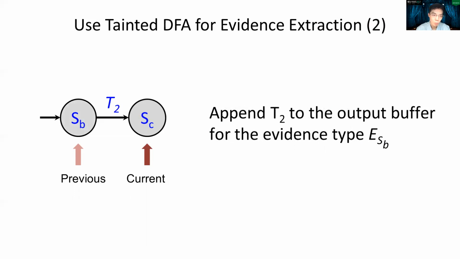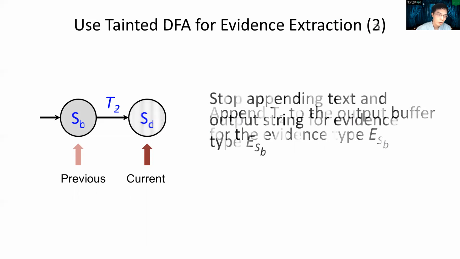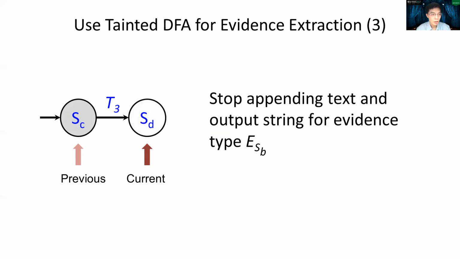Following the previous one, if both pointers point to states with the same evidence type, we append the input character to the output. This scenario suggests that the first one is the tainted one and the next one is without the taint, which means the first one has the evidence type state but the following one doesn't. So in this case, the input character T3 should not be counted as the evidence string, and we should stop the buffering and output the result.